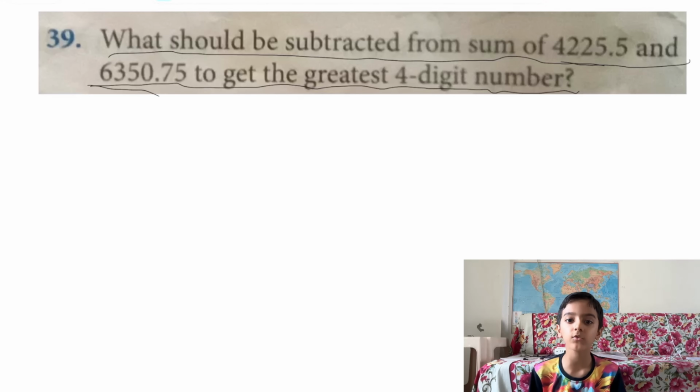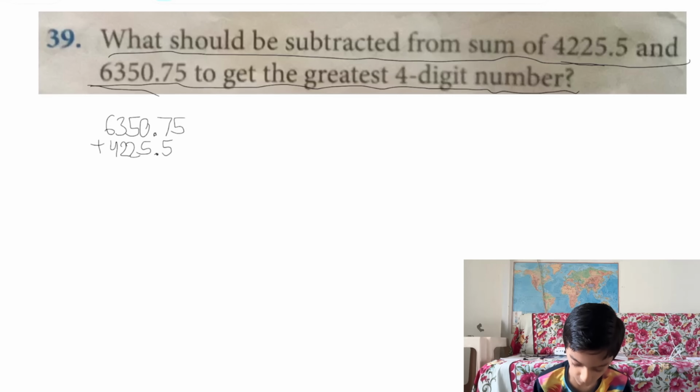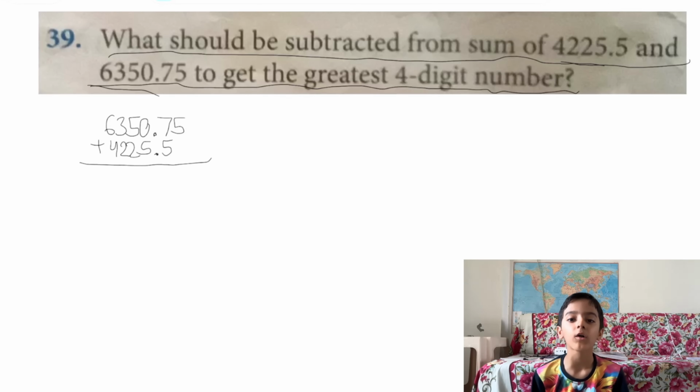To find the sum of these two decimals, first we'll arrange them in column-wise manner. So let's arrange. Now after arranging it in column-wise manner, we will do the normal addition of whole numbers, like we do the addition of whole numbers. So here we'll do the same for decimals after arranging it in column-wise manner.